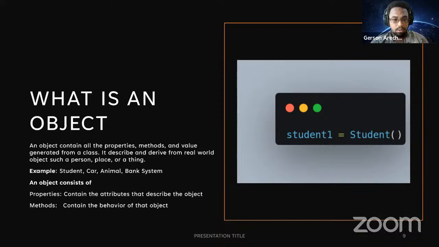So the attributes can be, let's say, if we're describing a student, a student will probably have a name, first name, last name, maybe a social security number, a student ID, phone number or an address, maybe a major. So all the attributes I described are basically properties. Example for the car: properties would be, let's say, the make, model, or year.